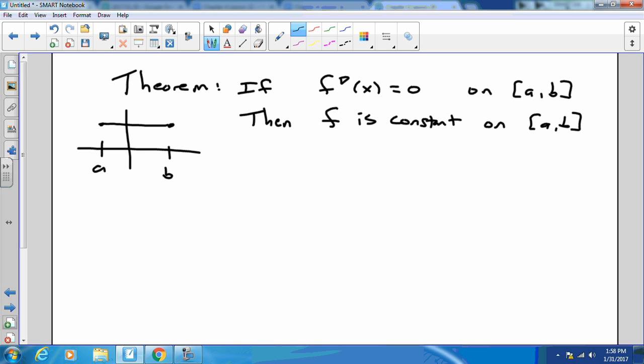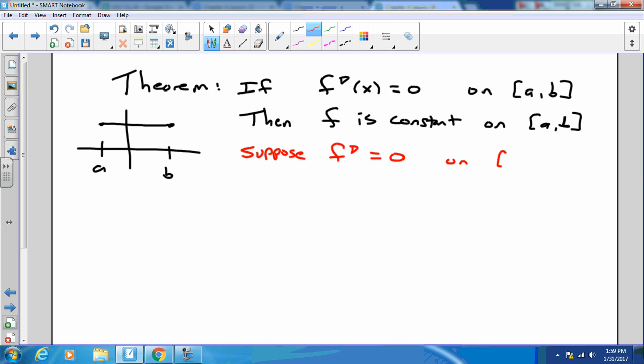Now, how does the proof go? First of all, it should be obvious that the converse is trivially true. If f is constant, then its derivative is 0. That's our constant rule. But that has no logical bearing on this question. Maybe there's some other function out there that also has a 0 derivative. Maybe. What we aim to show is, no, that's not possible. The only way that you can have a 0 derivative is to be constant. Now, why?